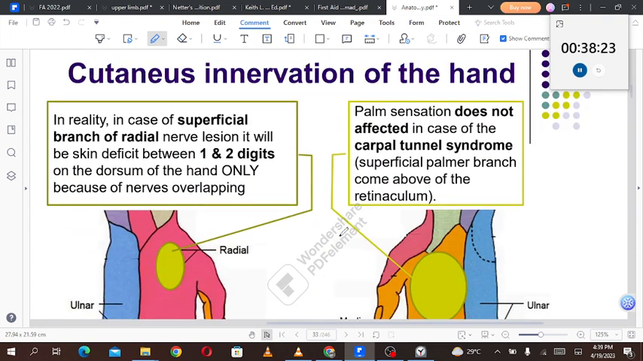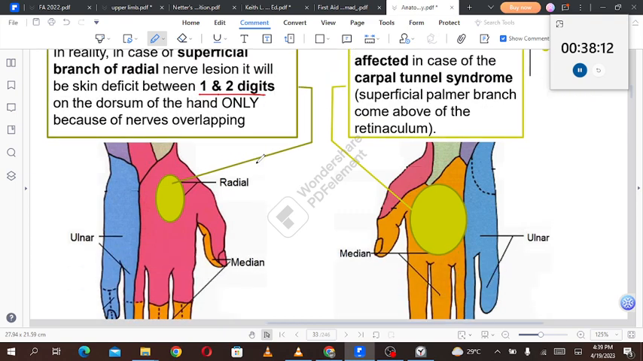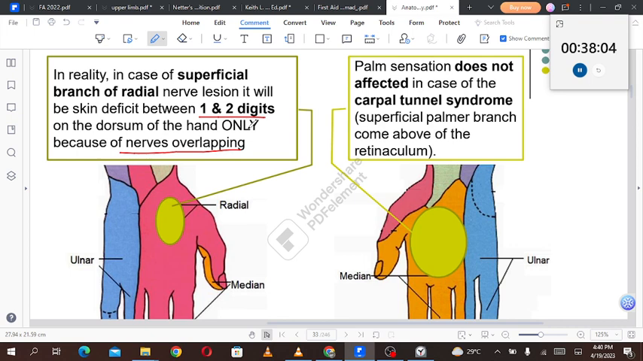Moving forward, we'll talk about the cutaneous innervation of the hand. In reality, in case of a superficial branch of the radial nerve lesion, there will be a skin deficit between digits 1 and 2 on the dorsum of the hand only, because the nerves are overlapping. Practically speaking, whenever there is radial nerve damage, it will not be a profound damage to the cutaneous supply. The only damage will be seen in this zone. In reality the nerves are overlapping and there is no fixed pattern of nerve supply, but for theoretical purposes we say that the whole cutaneous supply of the posterior hand will be lost.